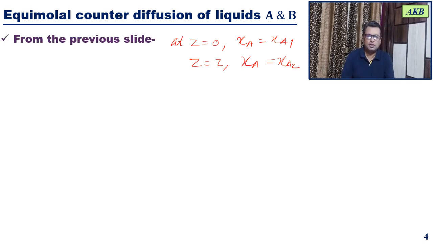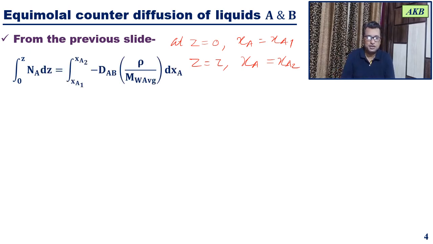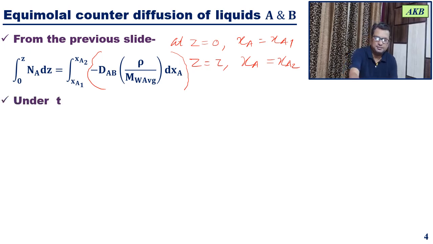From our previous slide, you have the differential equation, and now I'm integrating it using these boundary conditions. On the left hand side you'll have the integration from 0 to Z of Na dz, that is equal to the integration from Xa1 to Xa2 of minus Dab, let us put it in brackets, minus Dab into rho upon Mw average dxa.